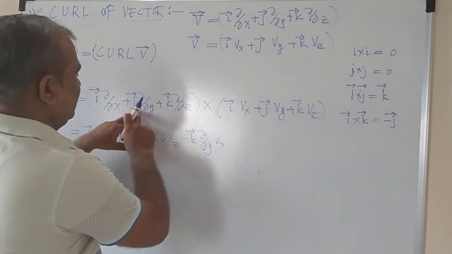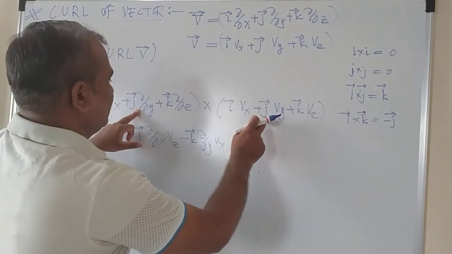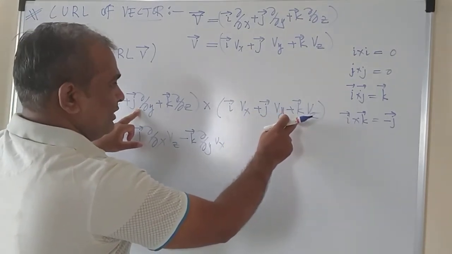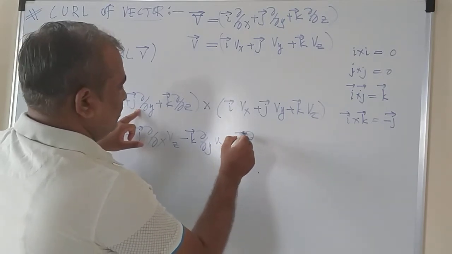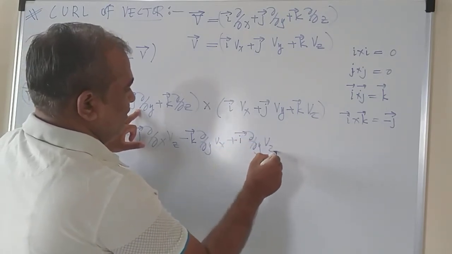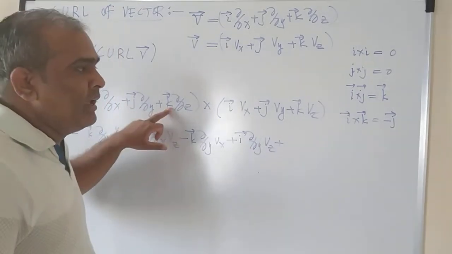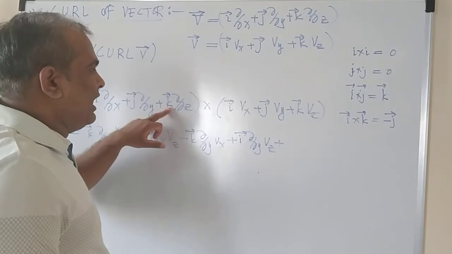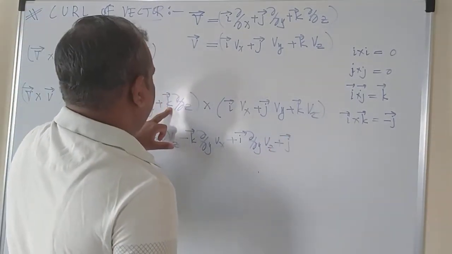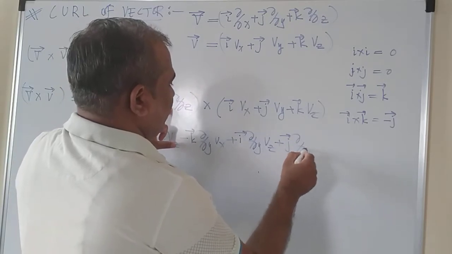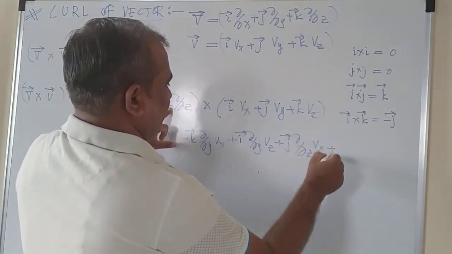Right. Similarly, you take the product of this with this. So j cross j is 0. Next is j cross k, which is i and it is positive. So this is dou by dou y of Vz plus. Now the next term, k cross i. Right. K cross i is a regular order and hence this should give you j bar into dou by dou z of Vx plus.